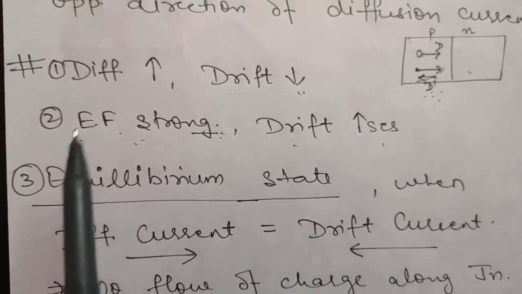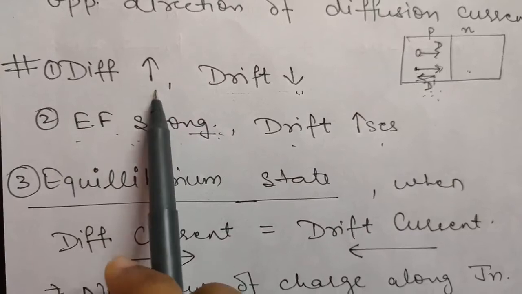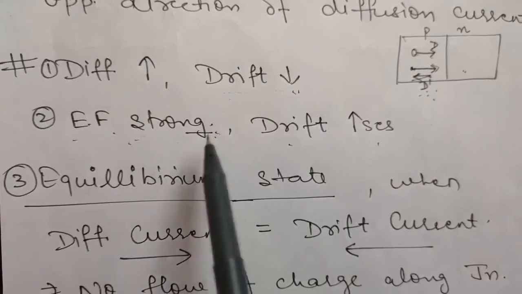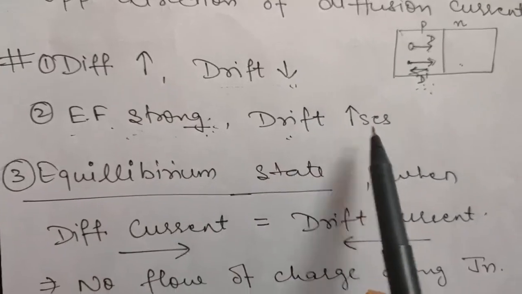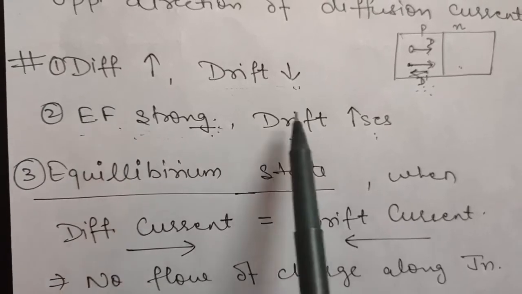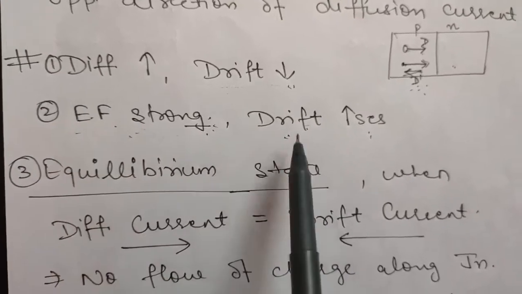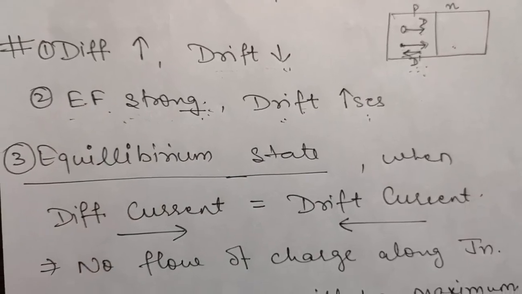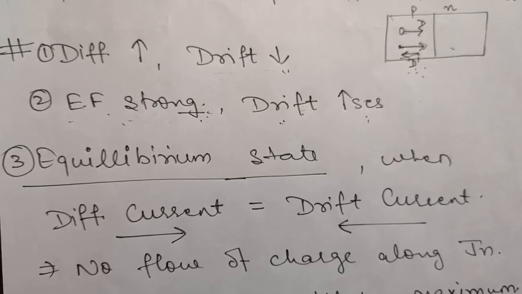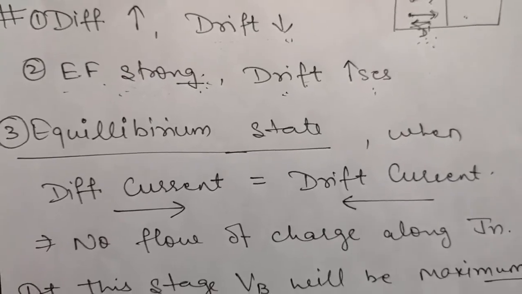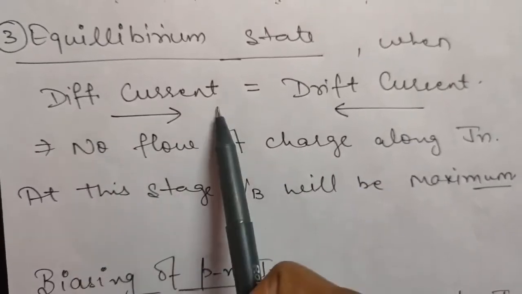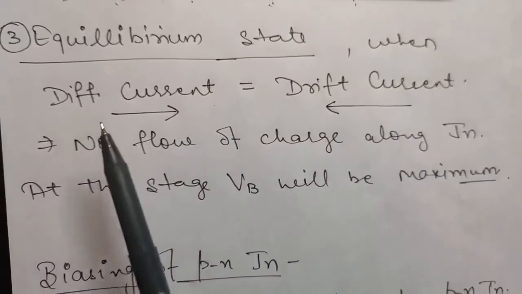Okay, so initially diffusion current was high and drift current was small, but as soon as the electric field becomes very strong, drift current also increases, due to which a stage will come when the diffusion current and drift current will become equal. That state is called the equilibrium state of PN junction. So you can say when diffusion current becomes equal to drift current, that state is called the equilibrium state.